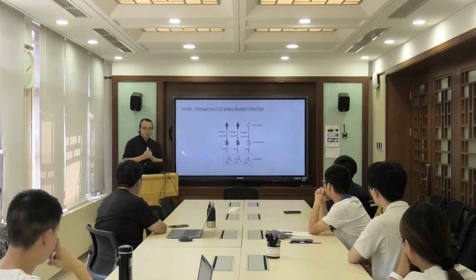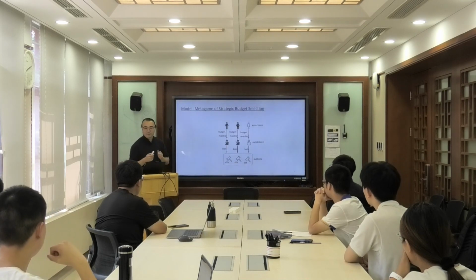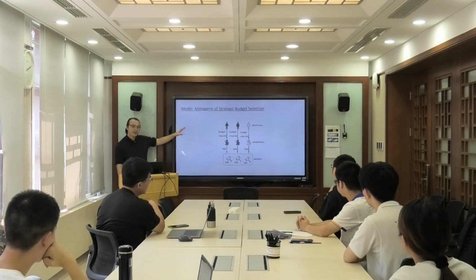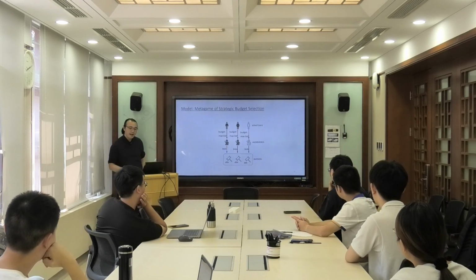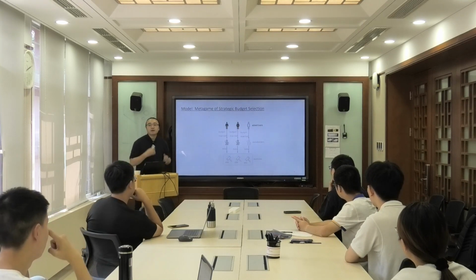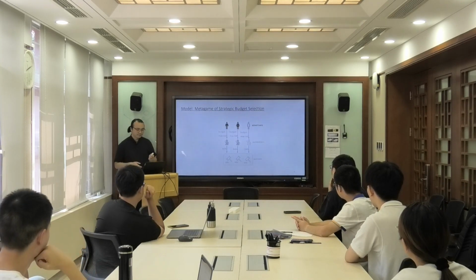Okay, let's move on. Just a reminder, in this new paradigm for digital advertising, we have these three layers: advertiser, auto-bidder, and the auction. And to introduce our model, I would like to first focus on the advertiser we considered.